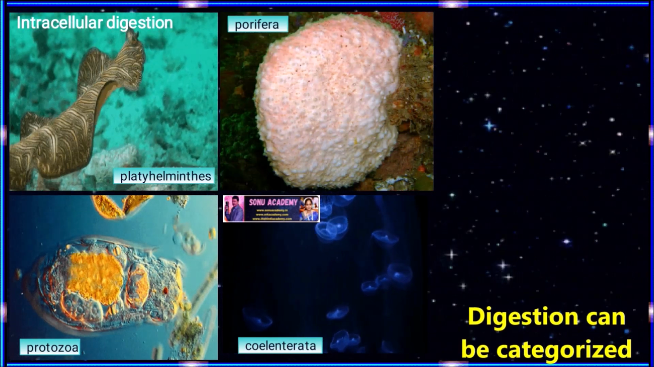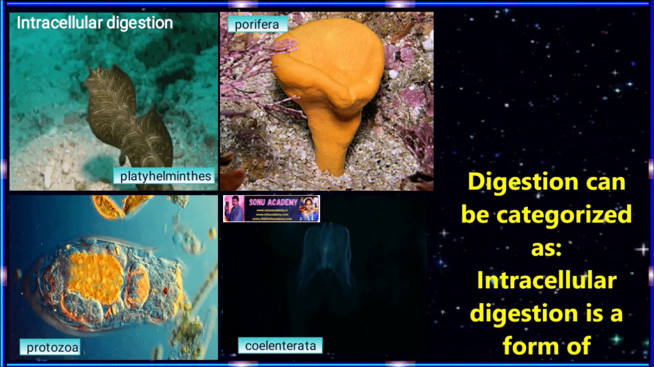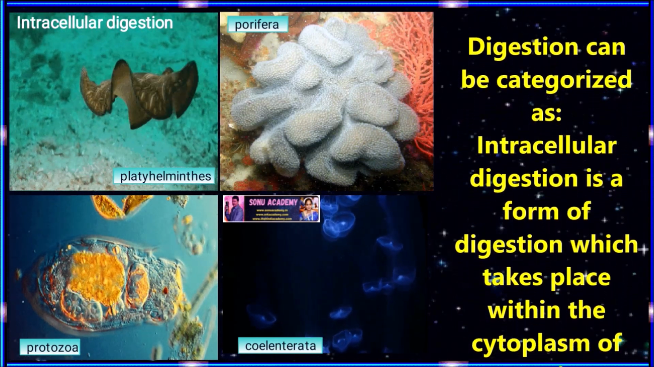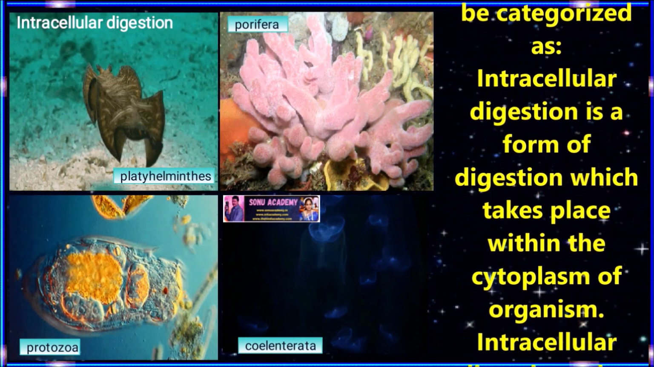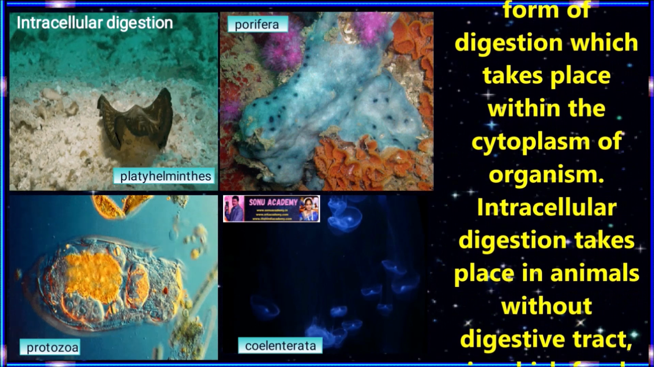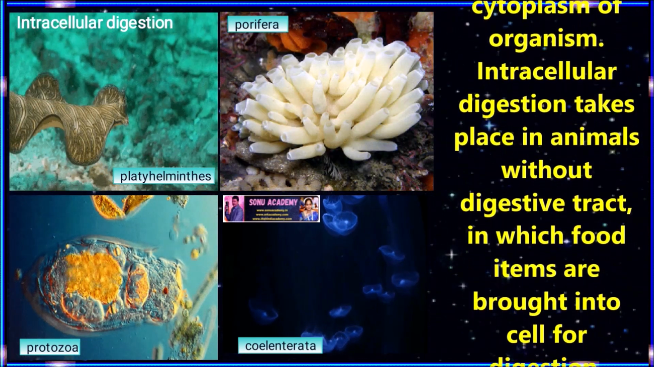Now let us see, digestion is categorized into two types. One is intracellular digestion and the second one is extracellular digestion. Let us discuss what is intracellular digestion. Intracellular digestion is a form of digestion which takes place within the cytoplasm of organisms.